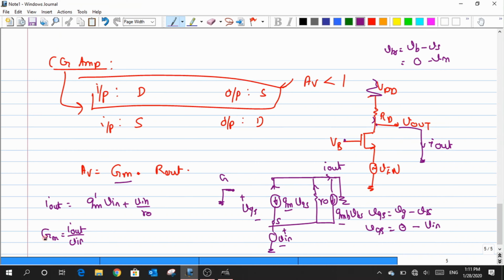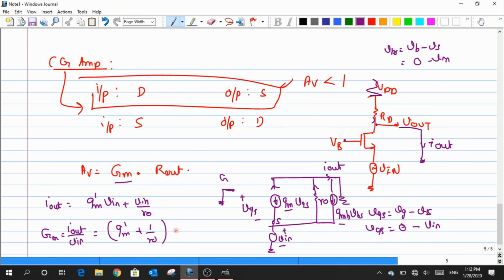So my capital GM is basically I out by Vn, and that is equal to GM prime plus 1 by R naught. Again, one could expand this GM prime as GM plus GMB. I'm just using the short notation. Now that I've got this, what is my output resistance here? RD in parallel with R naught. No doubt in it. Okay, fine.